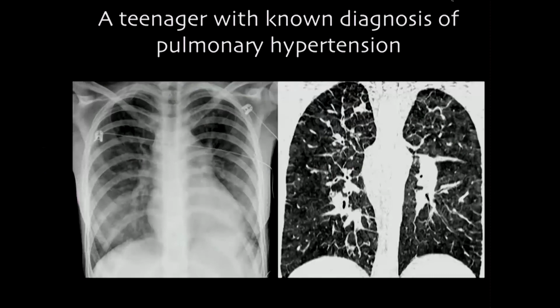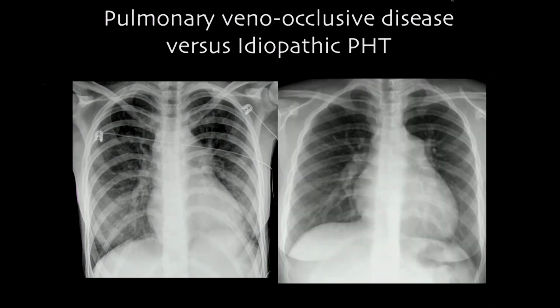Okay, so this is a CT scan. You see a lot of reticular pattern everywhere, and then Kerley lines touching the pleural surface. So this is pulmonary veno-occlusive disease causing pulmonary hypertension. This is the primary idiopathic pulmonary hypertension. This is the pulmonary veno-occlusive disease.